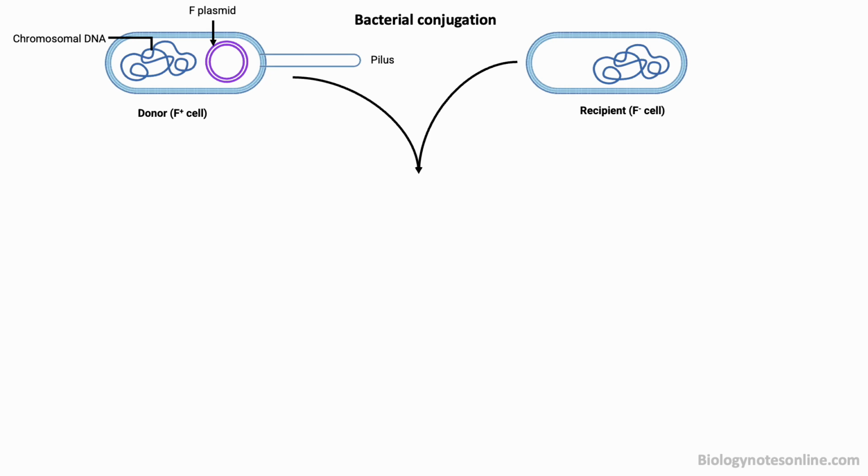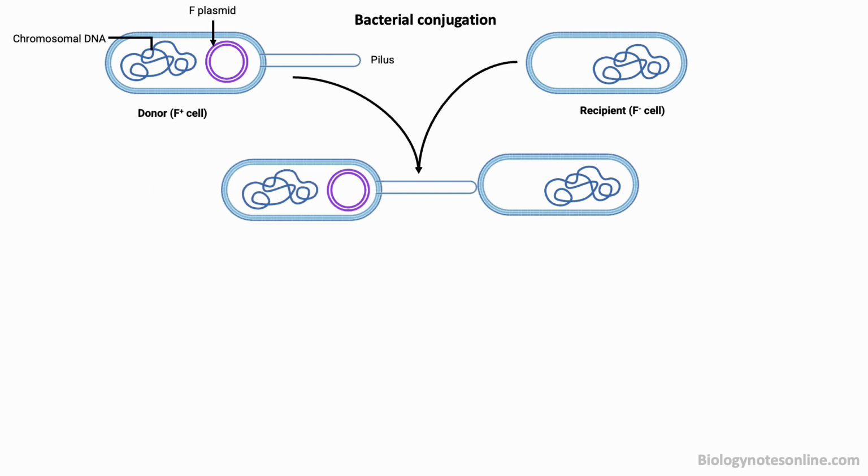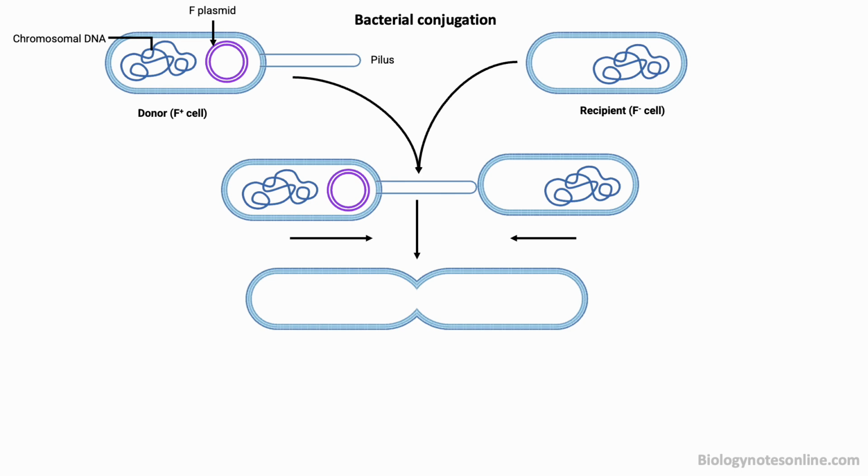Now, let's walk through the steps of conjugation. Pilus formation and attachment. The donor cell extends a pilus, which attaches to the recipient cell. This forms a conjugation bridge between the two cells. Transfer of F plasmid. A single-stranded copy of the F plasmid is transferred from the donor cell to the recipient cell through the conjugation bridge. This transfer is unidirectional, moving from the donor to the recipient.